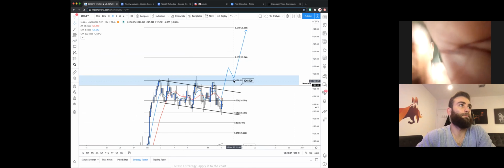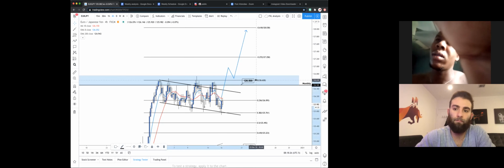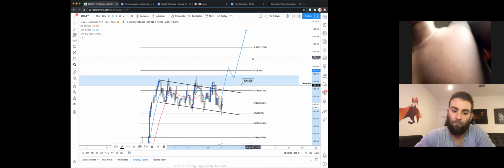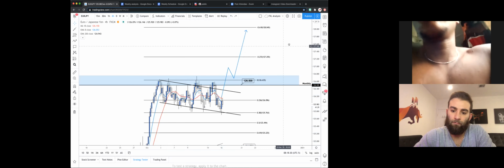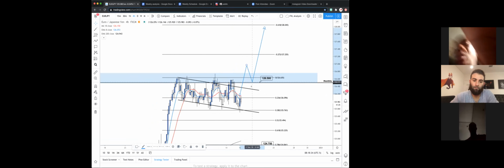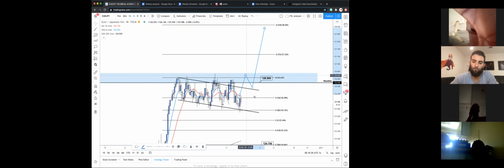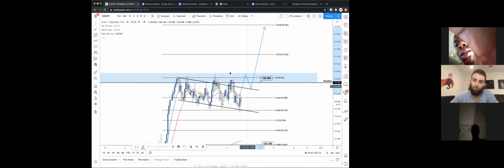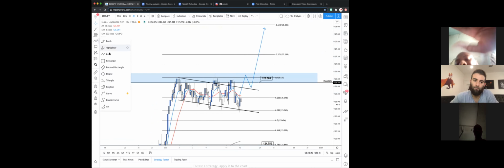Let me just bring this over a little bit. Boom. Okay. So this would be ideal. Nice continuation pattern here. Completion of that. Look for a retest. You could honestly even enter on a quick retest, some sort of higher low on the resisting trend line here, this upper trend line. So that would be a nice entry.